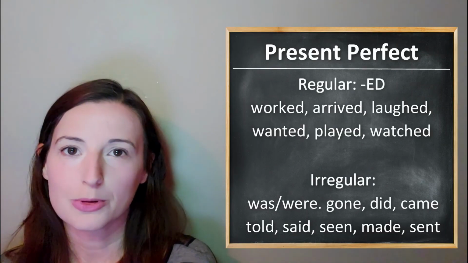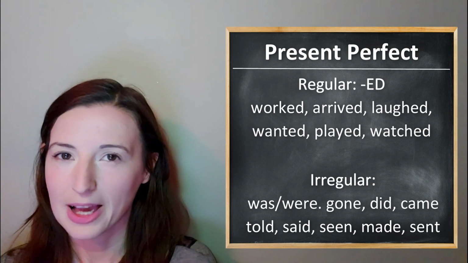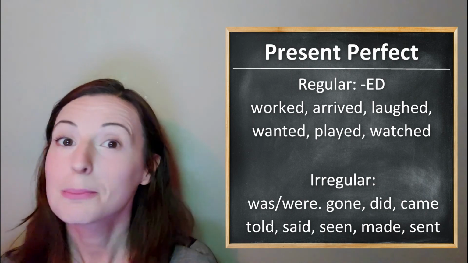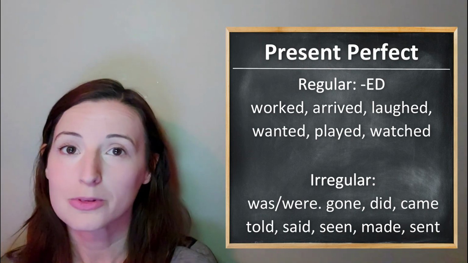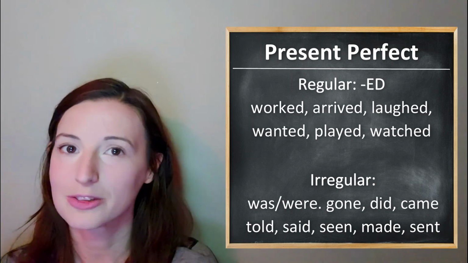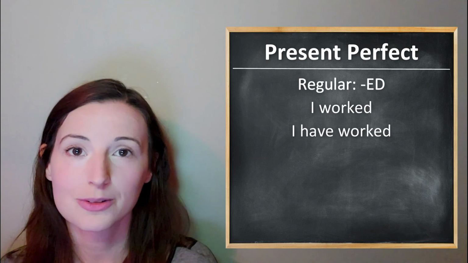The past participle has regular and irregular forms. Like the simple past, these irregular forms have to be memorized. But luckily, the regular forms are exactly the same as they appear with the simple past. For example, I worked. I have worked.